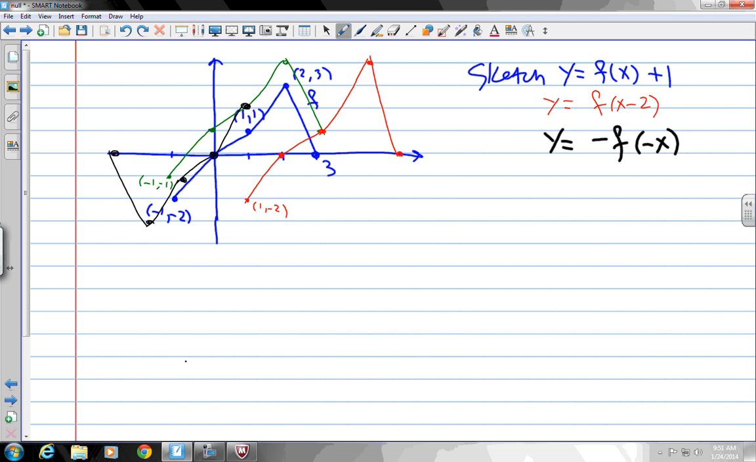And you will see problems like this in the homework where they'll give you like a squiggly thing like that, but you always have a few reference points, so you just refer to them and then connect the dots, so it's easier that way. Okay?